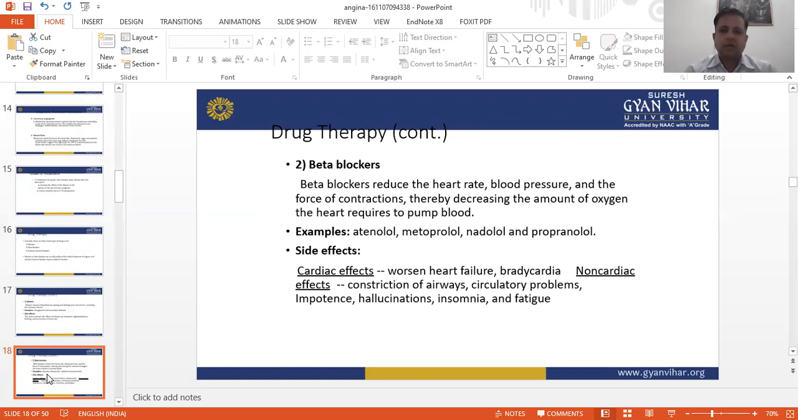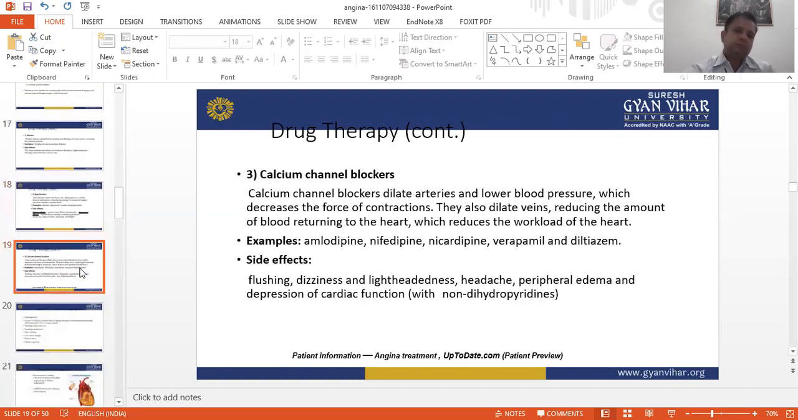Non-cardiac effects: constriction of airways, circulatory problems, impotency, hallucinations, insomnia, and fatigue.